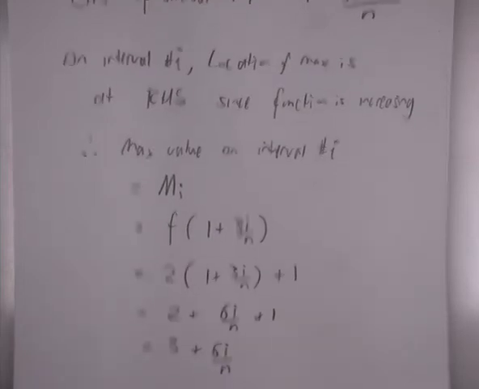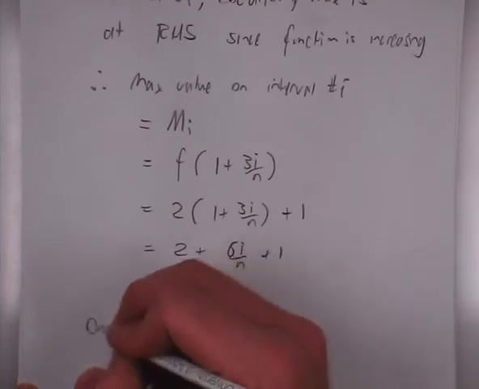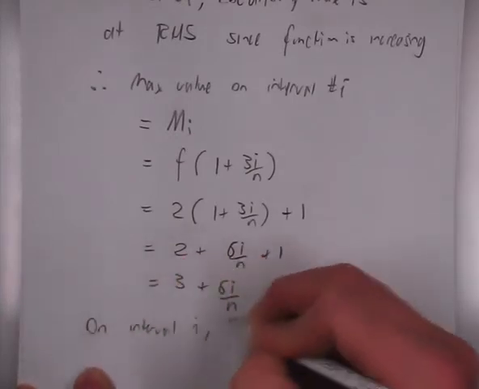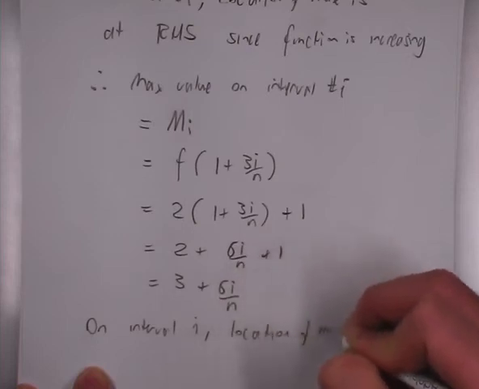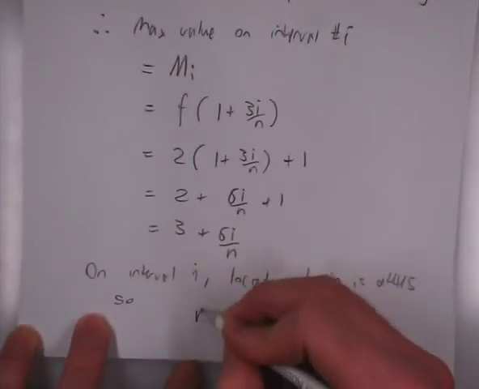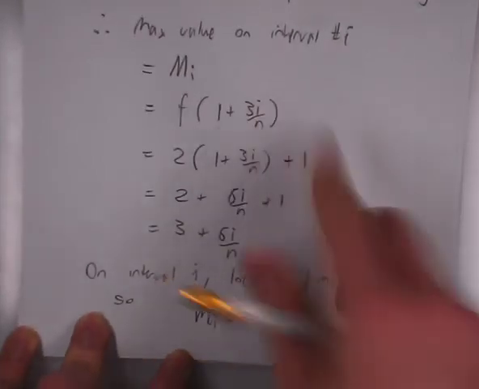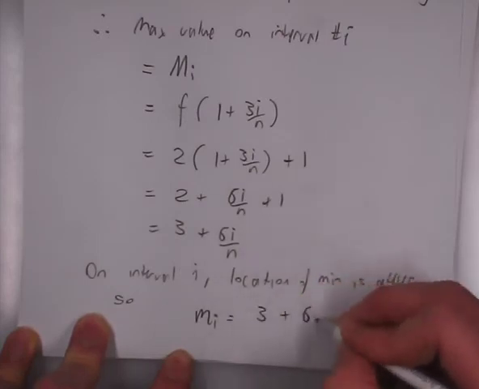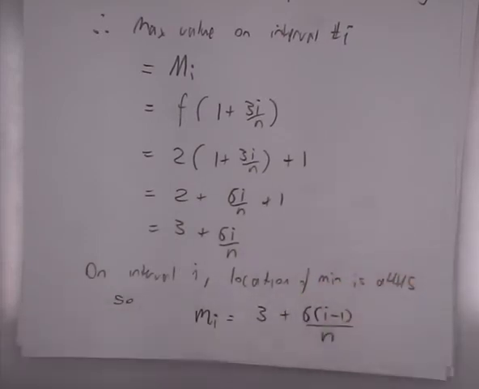The minimum would happen at the left-hand end, right? So on interval i, the location of the minimum is at the left-hand side. Therefore the minimum must be what I get when I sub the left-hand side into this, which would be what I get for i minus 1. You should always do whichever one has the i first and do the i minus 1 afterwards. If the maximum value had been at the left-hand side, I would have done the minimum first, because that's the one at the right-hand side.